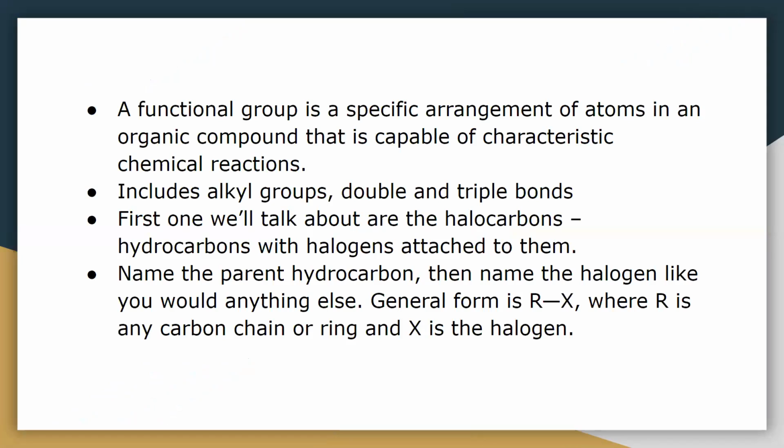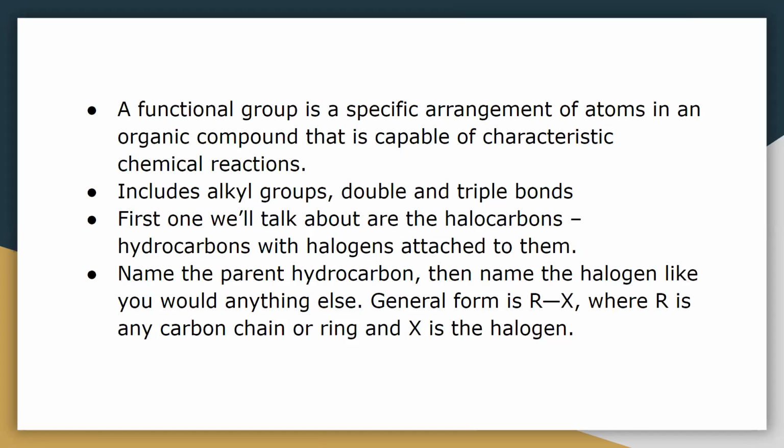A functional group is a specific arrangement of atoms in an organic compound that's capable of characteristic chemical reactions. That's the textbook definition. This includes alkyl groups like methyl, ethyl, and propyl, and the double and triple bonds. But the one we're going to talk about today is halocarbons, which is just a hydrocarbon that has a halogen attached to it. Really straightforward, nothing weird here.